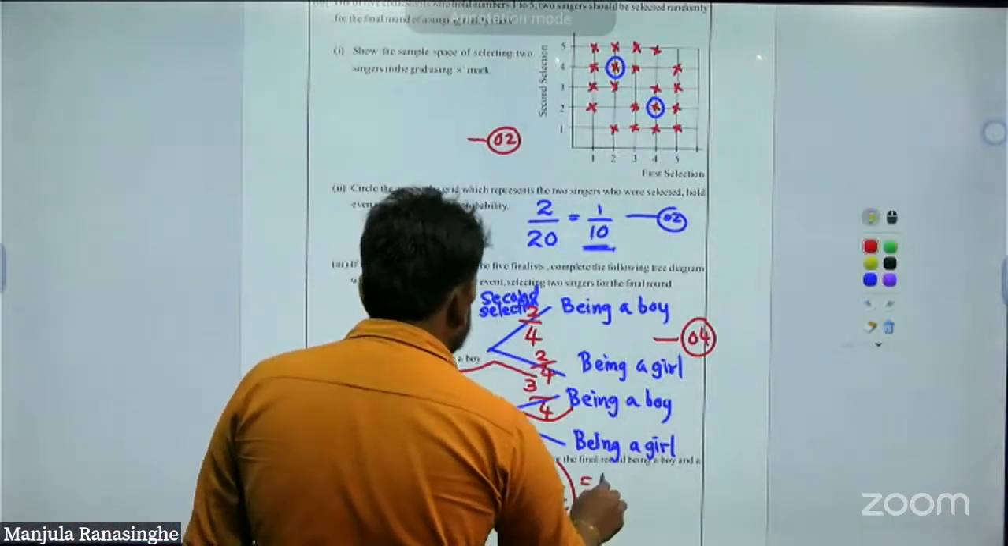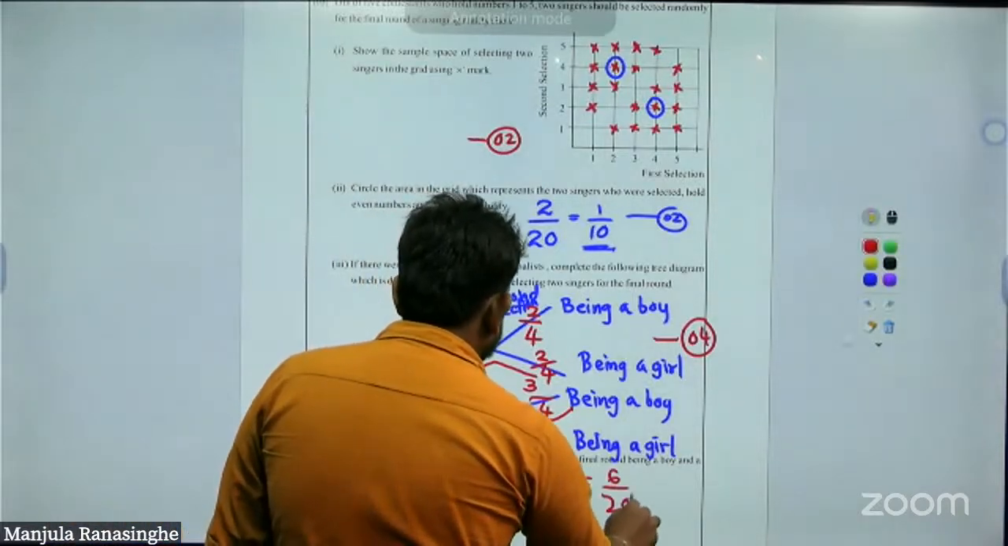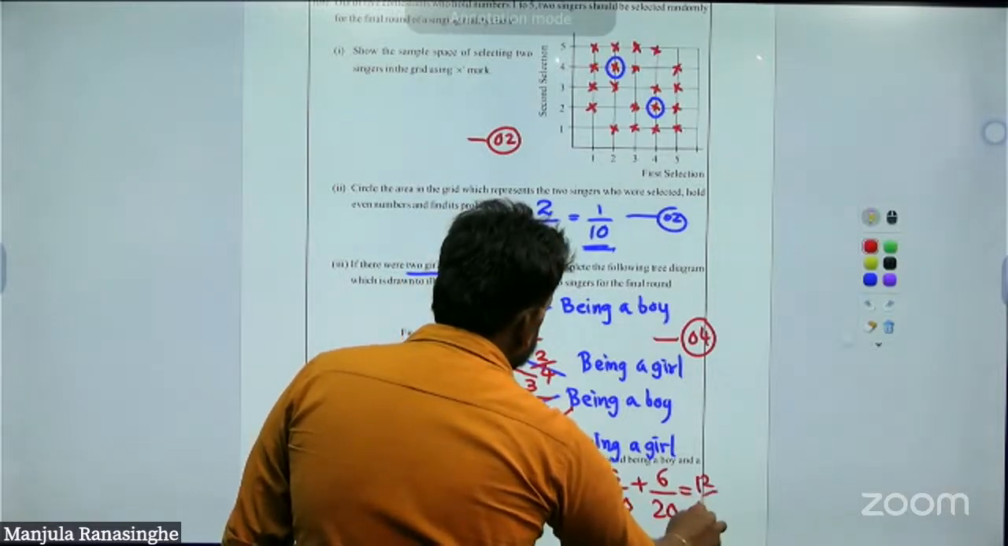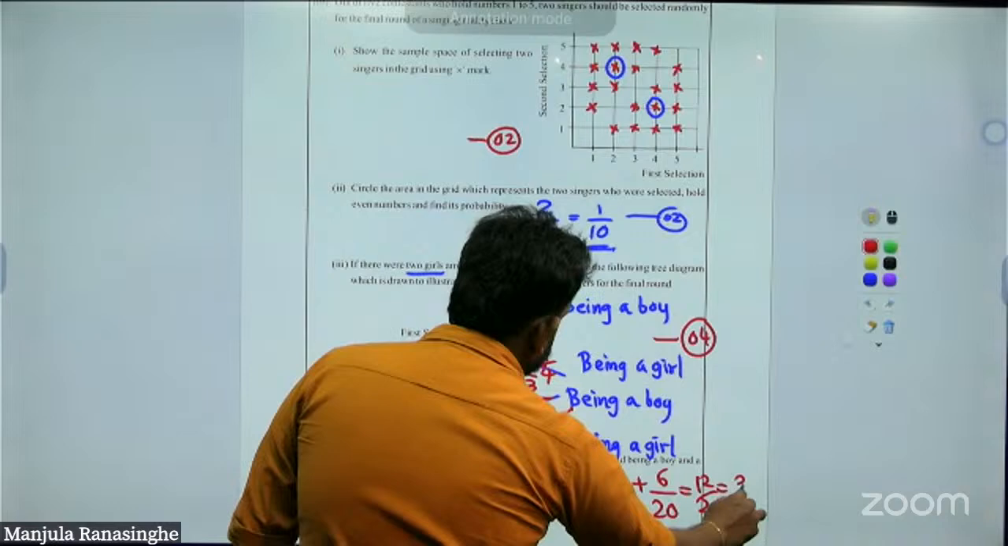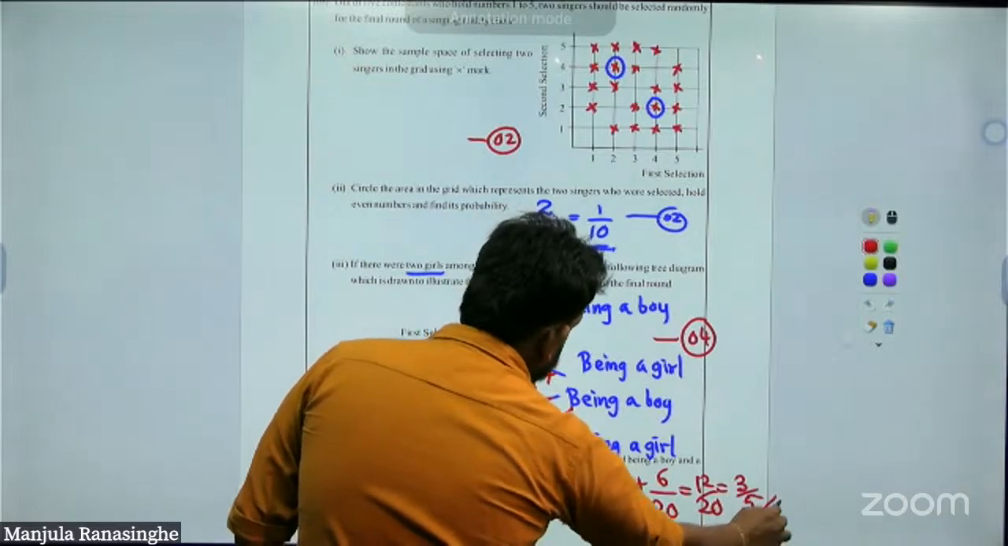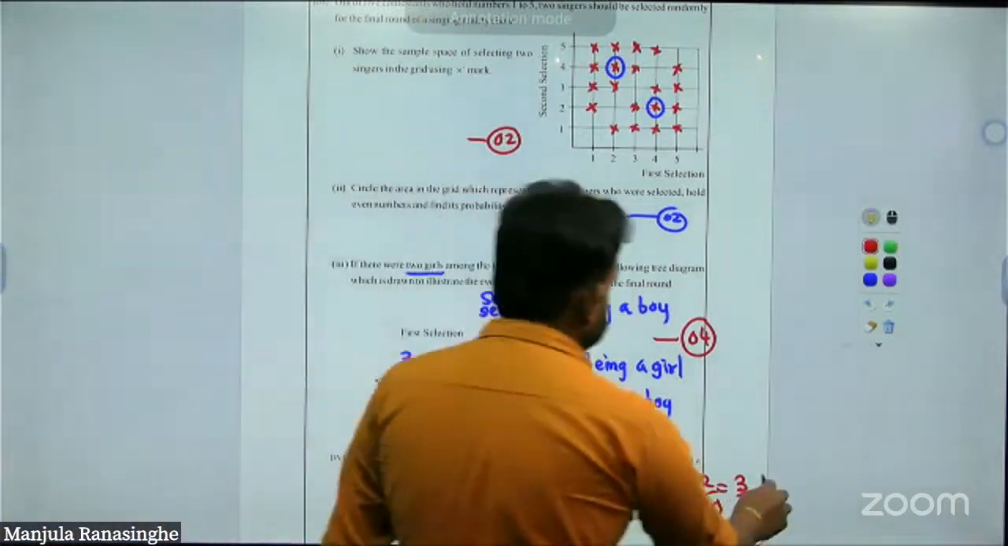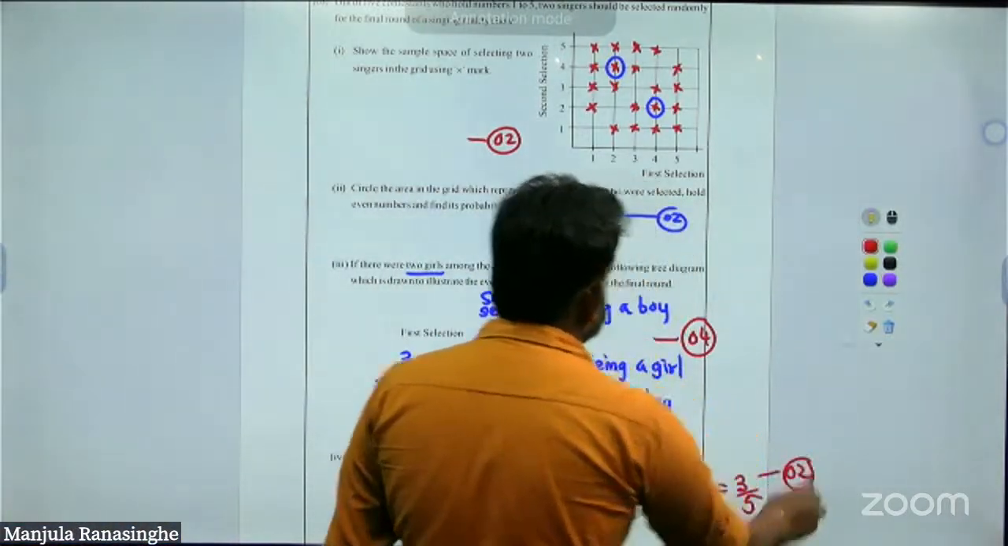Here 3 into 2 is 6 upon 20, plus here also 6 upon 20. So 12 upon 20, just divide by 4: 3 upon 5. So the final answer becomes 3 upon 5. There you have 2 marks for that answer.